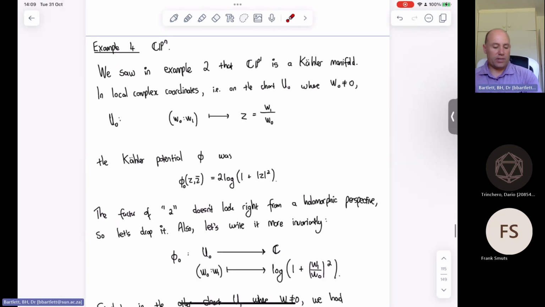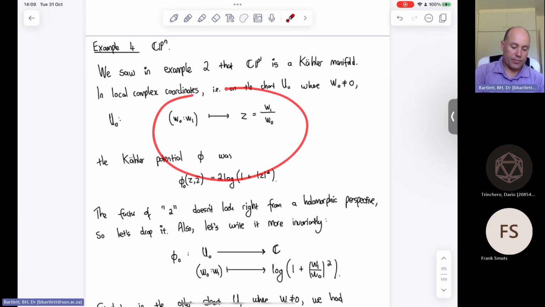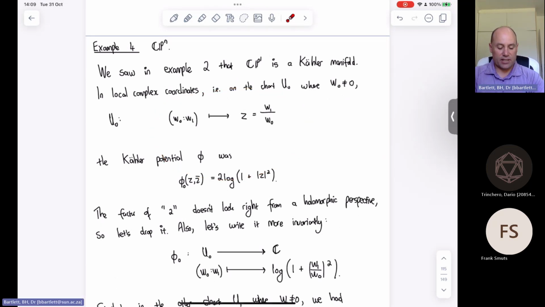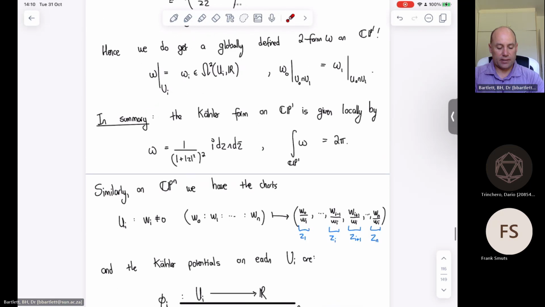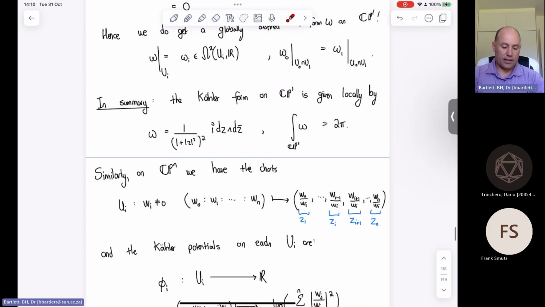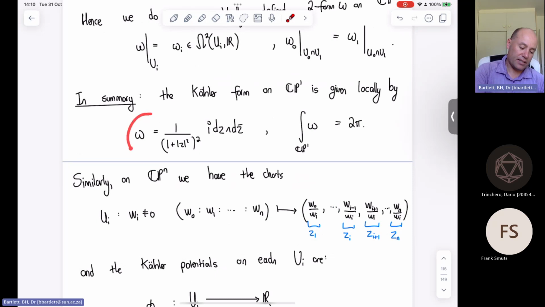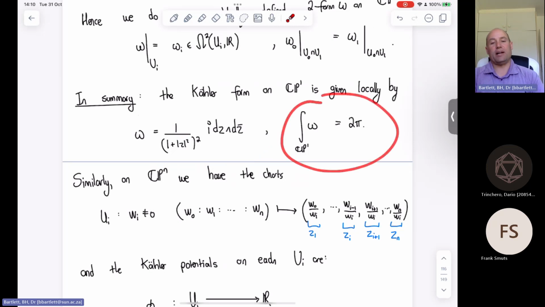So I also then wrote out explicitly what the Kähler structure is on CPN. And in particular on CP1, here's the 2 form. You see it doesn't have a factor of 2 in front. It's just got a factor of 1. So when you integrate it, you get 2 pi, not 4 pi.